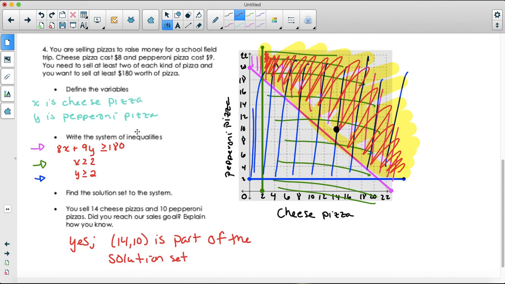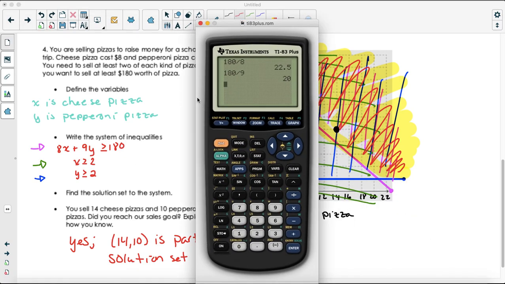We can also check it by plugging it into our inequalities. So if we plug it in to the Y, 10 is greater than or equal to 2. That one works. 14 is greater than or equal to 2. So that one works. We need to check the 8x and the 9y. So we'll just use our calculator. So it's 8 times the 14 plus the 9 times the 10. That's equal to $202, which is in fact greater than or equal to 180. So it does work.